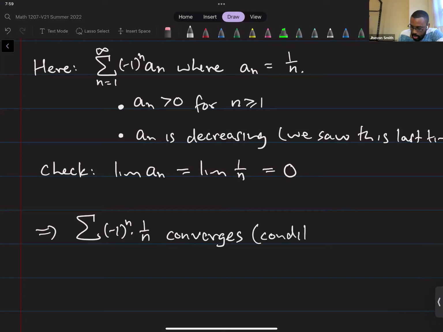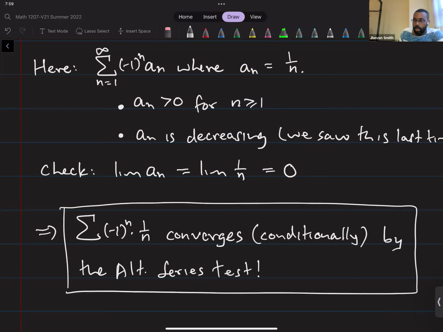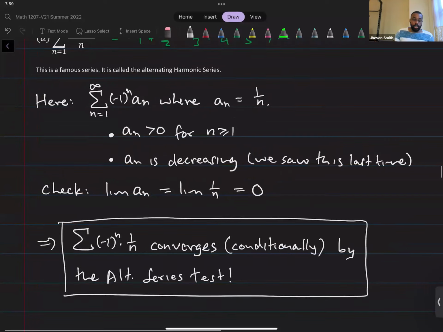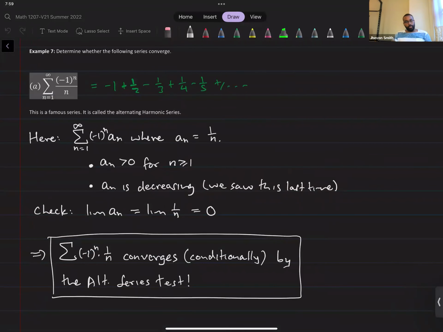Converges conditionally, in fact, by the alternating series test. So the harmonic series diverges. It turns out that the alternating harmonic series converges. And in fact, it converges to something.